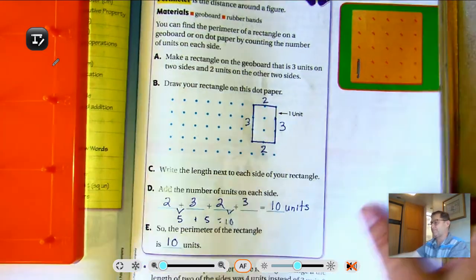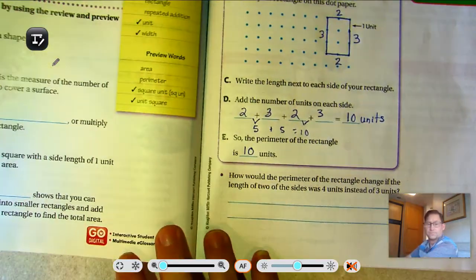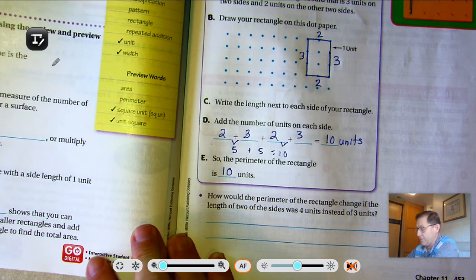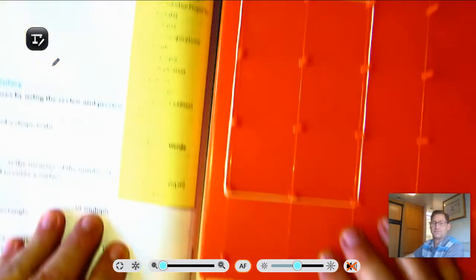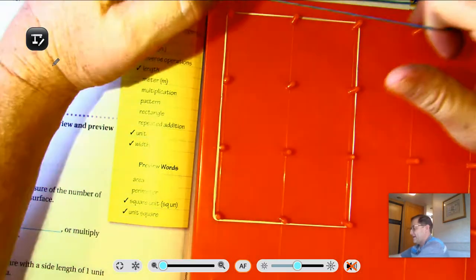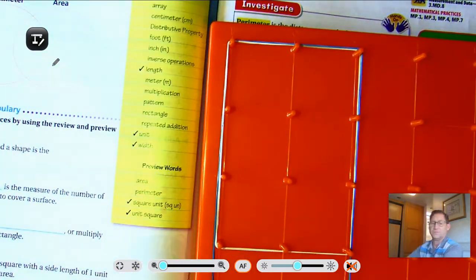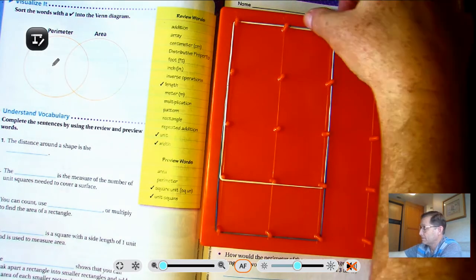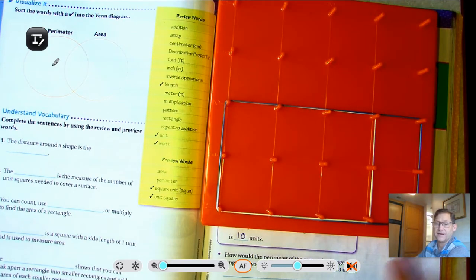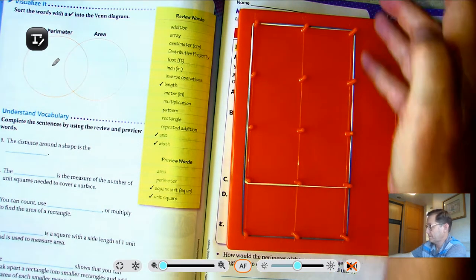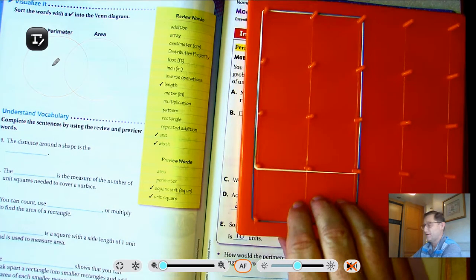So how would the perimeter of the rectangle change if the length of two of the sides was 4 units instead of 3 units? Okay, well, let's do that. Let's change it. Right now this is 10, right? We got 3 by 2. They're saying now instead of 3 by 2, let's make it 4 by 2. So how did that change? It's longer, right? Or it would be wider, depending on how you orientate it. Okay, so I have 4 on one side, 4 on this side, and then we still have 2 on the other 2. So how did it change?